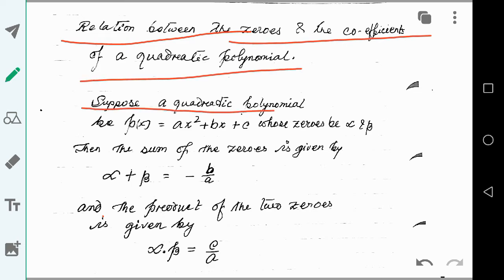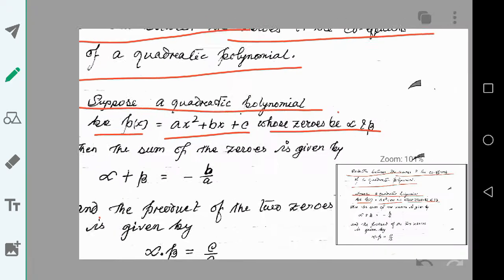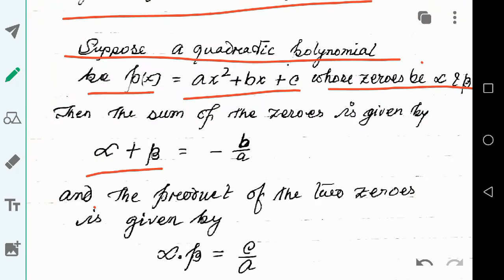Suppose we have a quadratic polynomial p(x) = ax² + bx + c, and its zeros are alpha and beta. As we know, a quadratic polynomial has two zeros, so we have considered those two, alpha and beta. Then the sum of the zeros, that means alpha plus beta, is given by minus b by a. What is b here? b is the coefficient of x and a is the coefficient of x².